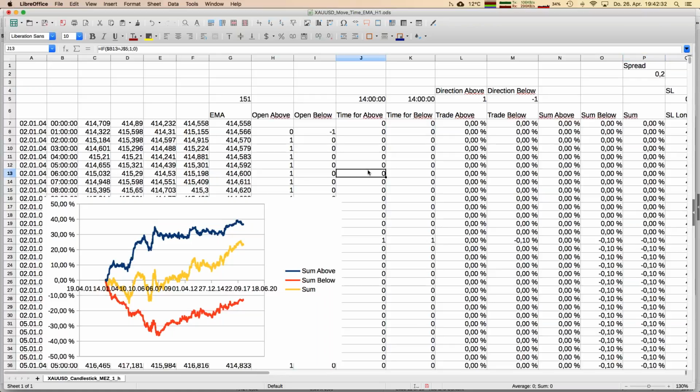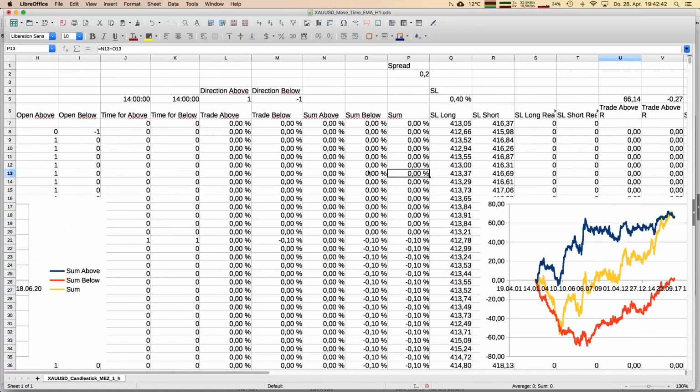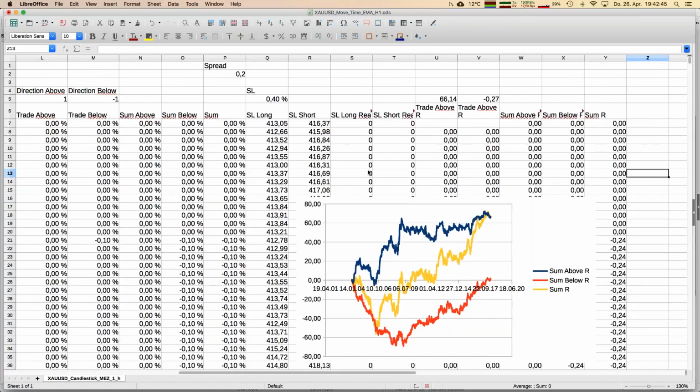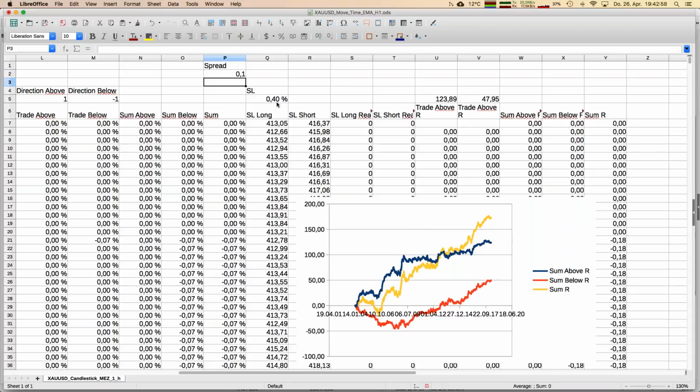The good thing is, and now I come to the right-hand side of my Excel sheet, I said, let's introduce a stop loss as well, because we can use a stop loss value. Let me change the spread back to something which is typical at JFD. That is 0.1 for gold. And I use here a stop loss level of 0.4%. What does it mean? We would open a trade at, let's say, a gold price of 1,200, and then our stop loss would be at a distance of 0.4%.